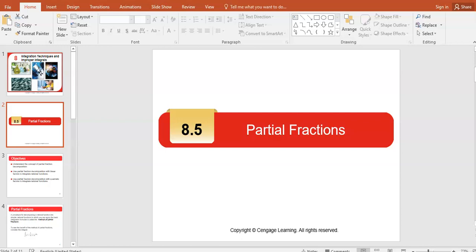8.5 is partial fractions. Okay. We covered this in pre-cal. If maybe you did, I don't even remember, but let's go over it.